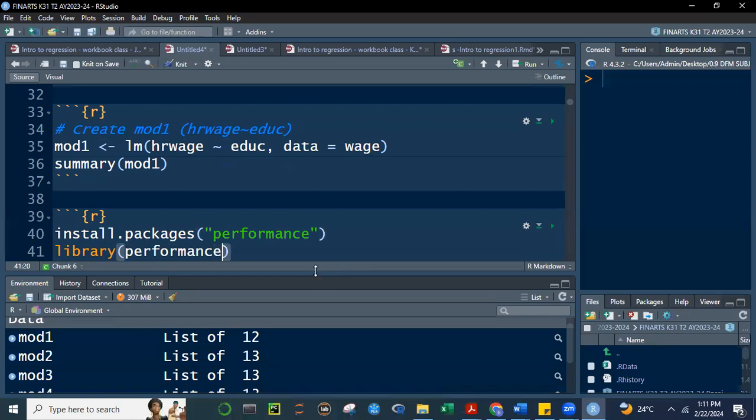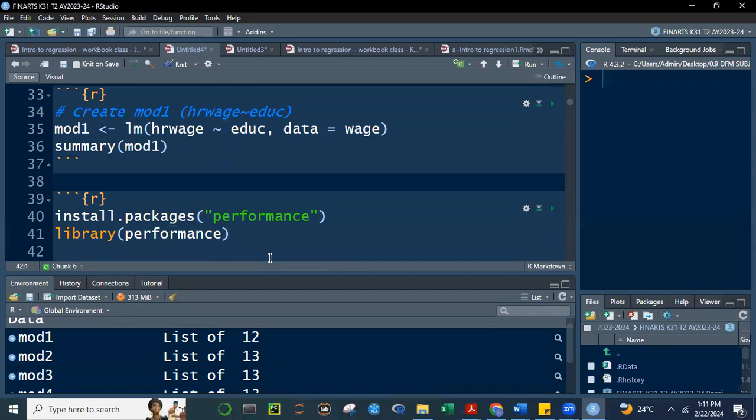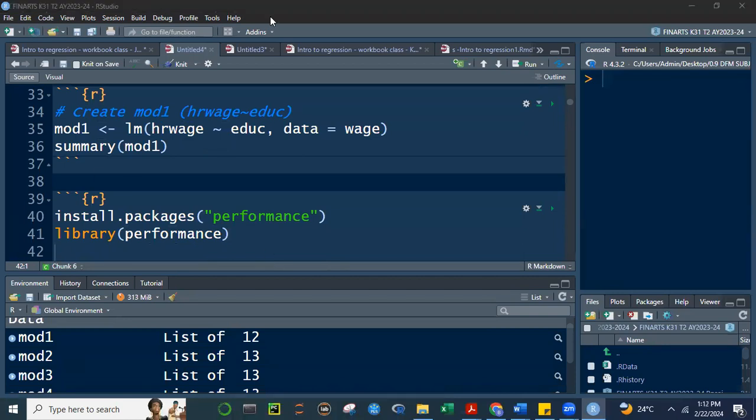Okay, so I'll give you a few seconds, class. Once you're done, kindly chat, please, that you have loaded the performance package. I mean the package, not dataset. Kindly PM class if you have loaded. Okay, thank you.